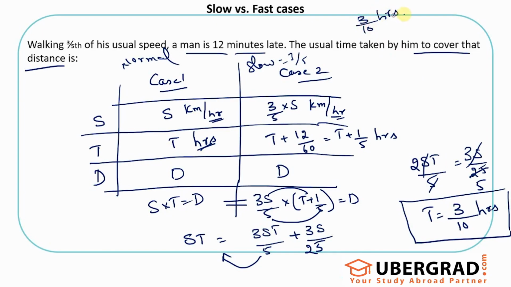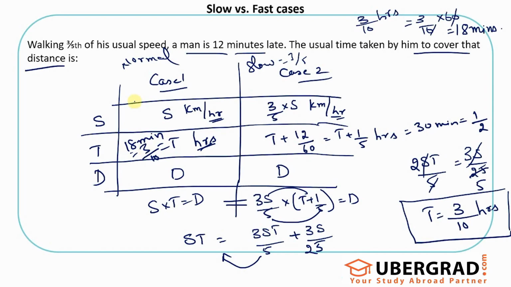Now if I have to convert this into minutes, what would I do? 1 hour is 60 minutes, so 3 by 10 into 60. So that will be 18 minutes. Let's show this just to make you understand. Normally he walks for 18 minutes. Because of this he is walking for 30 minutes, which is 3 by 10 plus 1 by 5, that is 1 by 2 hours.